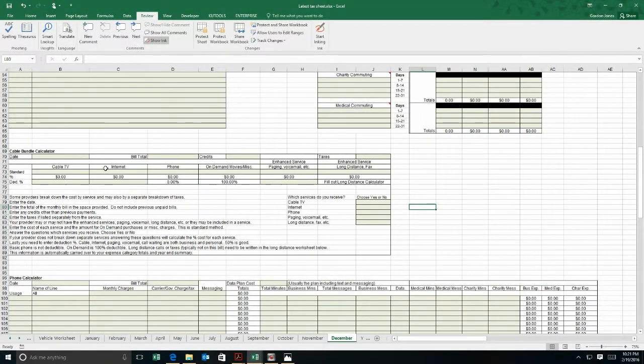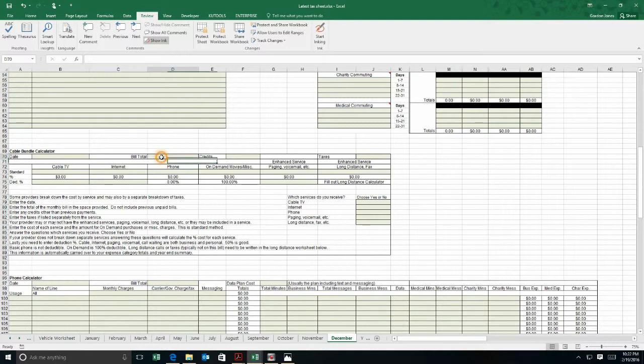Okay, so the next thing I'm going to work on is the cable calculator. Now, cable can be broken up in a couple of ways. It could either be one bill that's not broken up entirely, cable only, cable and internet, cable and phone, or the bundle of all three. So basically just follow the directions here.